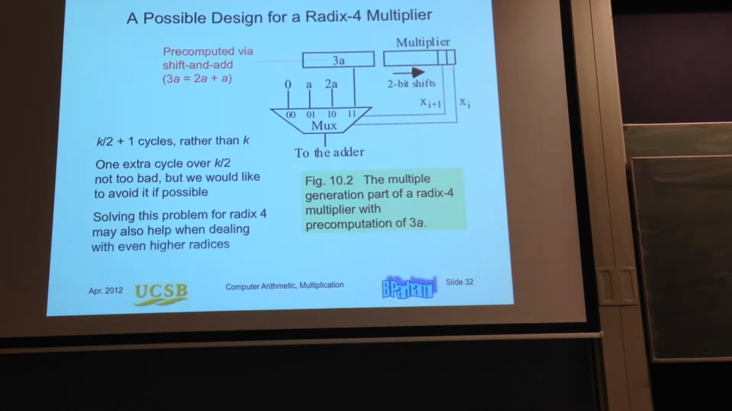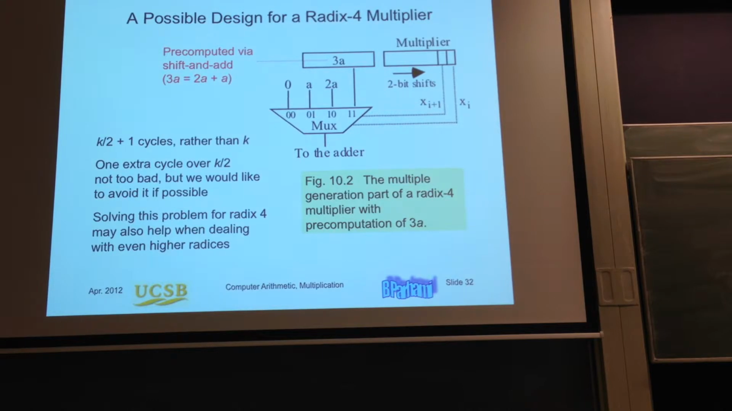I should go for the PDF. Then, because I'm doing Radix-4, I am looking now at 2 bits at a time from X, right? And I'm consuming 2 bits at a time, which means that instead of having k cycles for a k-bit number, I have k over 2 cycles.